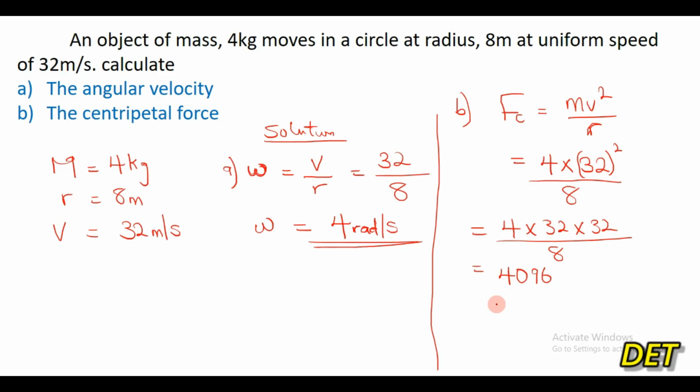4,096. 4,096 divided by 8, right? So that will now be equal to 4,096 divided by 8 will be equal to 512. And the unit for force, for centripetal force, is Newton, right? So therefore, our centripetal force is equal to 512 Newton. This is our answer to this question. Very simple and straightforward, right?